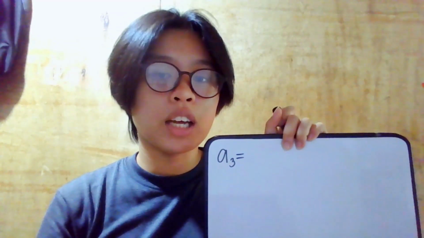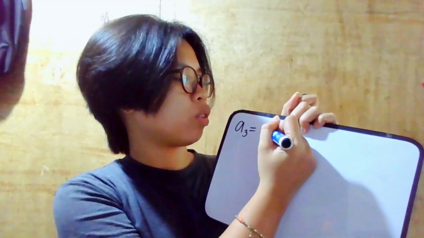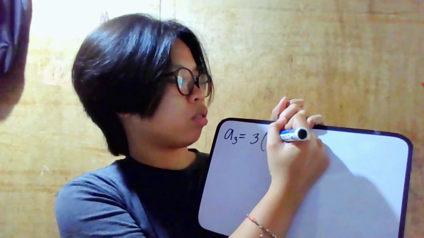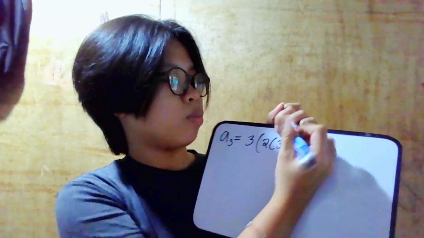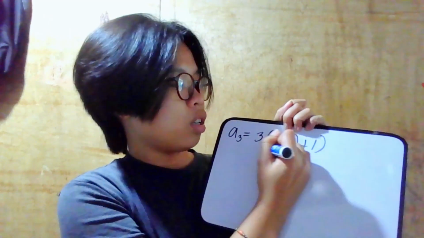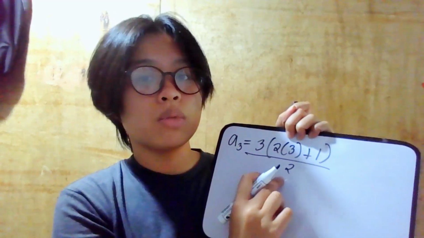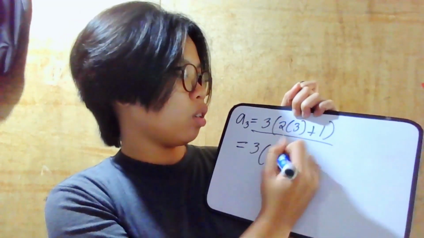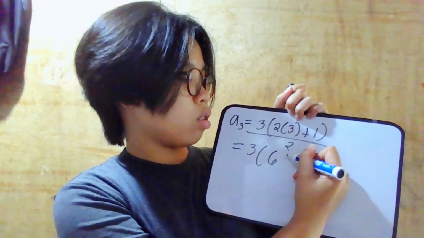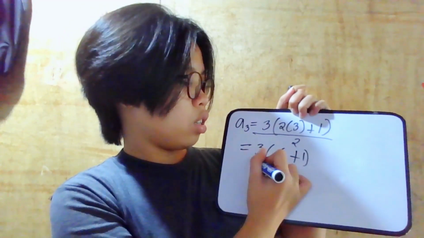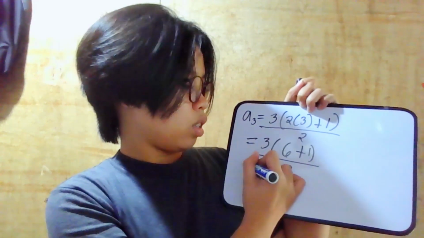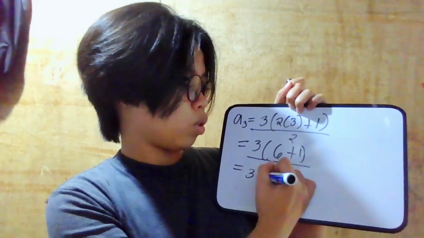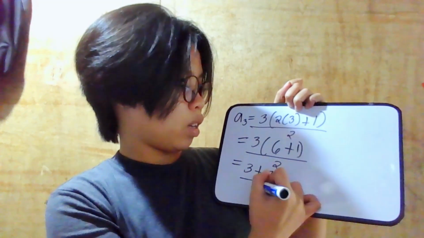Okay, so now a sub 3. We will do the same thing. We substitute 3 here, 3 times 2 times 3, 3 plus 1, divided by 2. The 2 is the common difference. So the next step is 2 times 3 is equal to 6, plus 1, divided by 2. Then 3 times 6 plus 1, which is equal to 7, divided by 2.